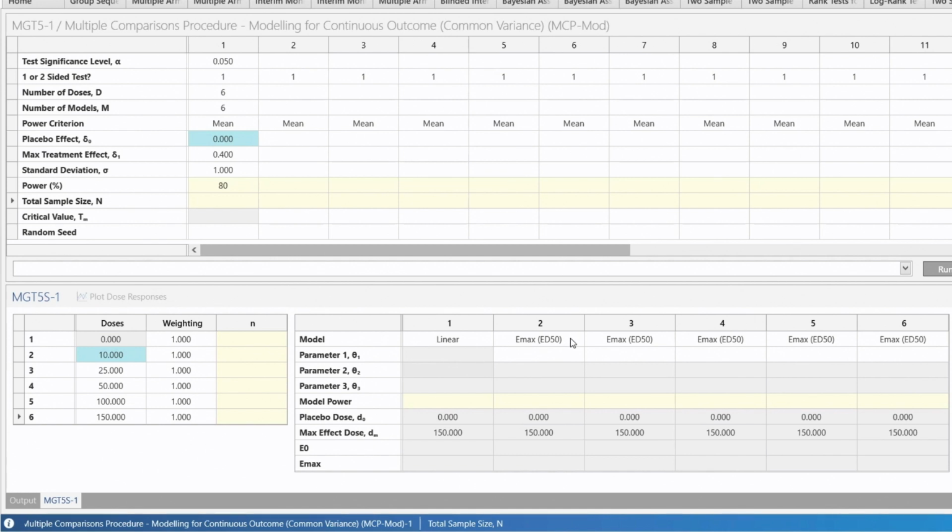Next is the Emax model, where we need to specify the ED50, which is the dose at which we'd expect 50% of the maximum effect, in this case equal to 0.4. And that could vary significantly depending on your characterization, but in this case, they expected 50% of the maximum effect to occur at a dose level of 25 under this particular Emax model. Note that we could specify multiple models of the same type if we use different parameters for those models that require an additional parameter or parameters.